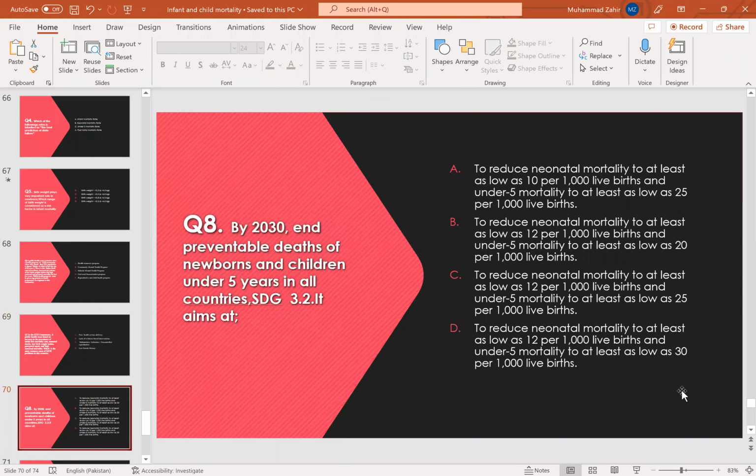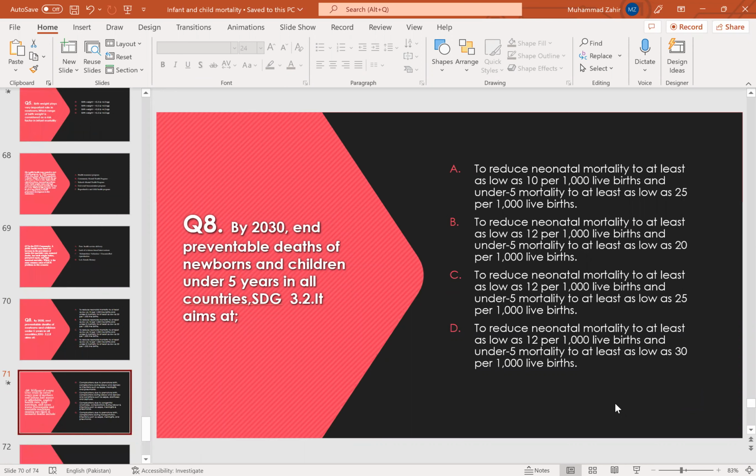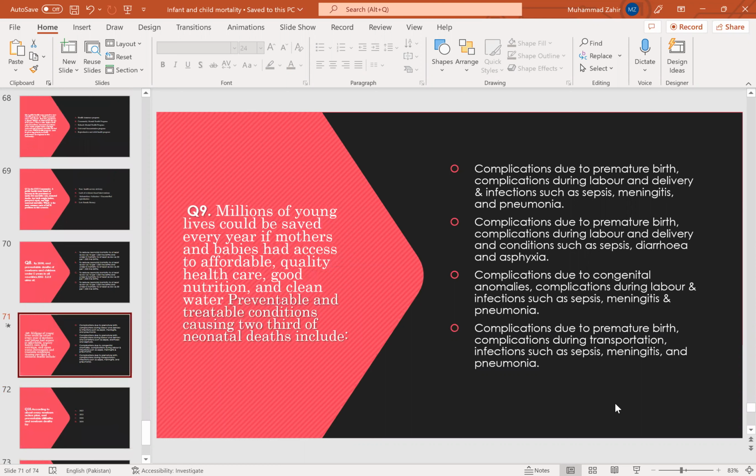By 2030, the preventable deaths of newborns and children under 5 years in all countries. It is SDG 3.2. It aims at, these are the different options in front of you. Which one is the correct? C. Yes, absolutely right. To lower to 12 per 1,000 live births and 25 per 1,000 live births. Correct. Millions of young lives could be saved every year if mothers and babies had access to affordable quality healthcare, good nutrition, and clean water.